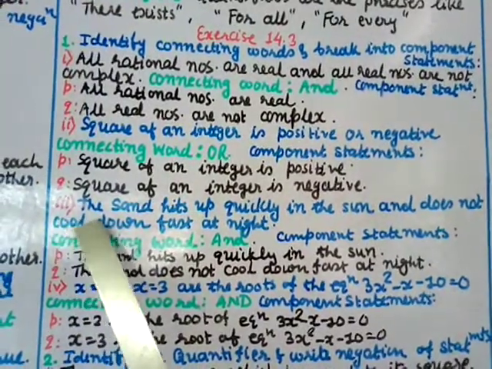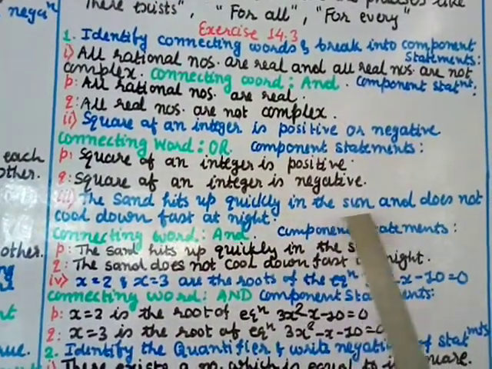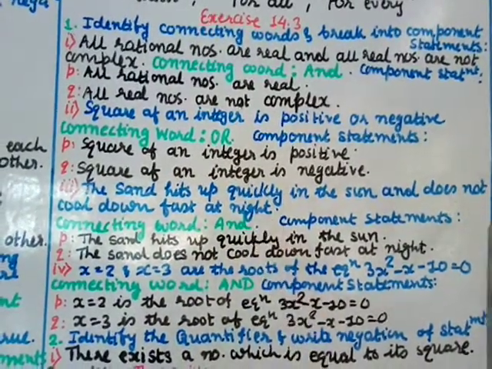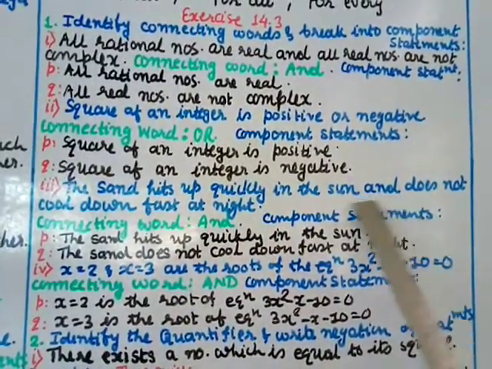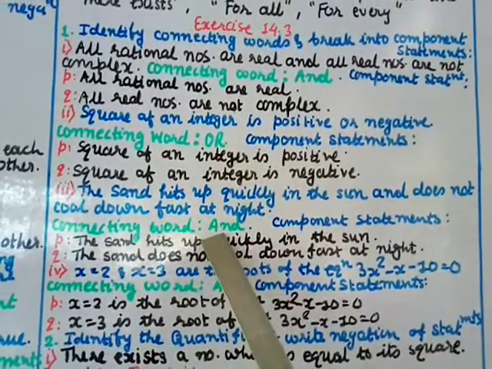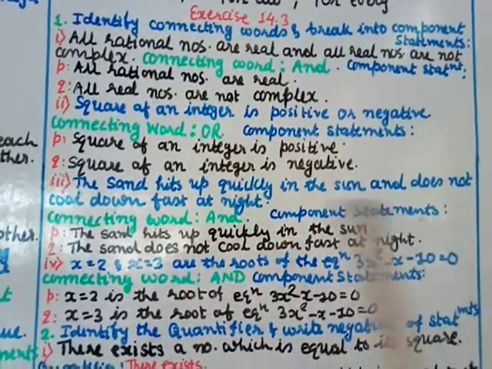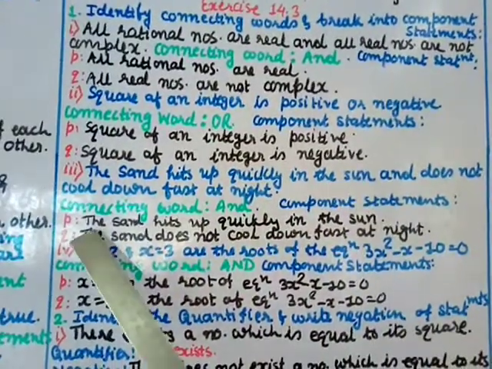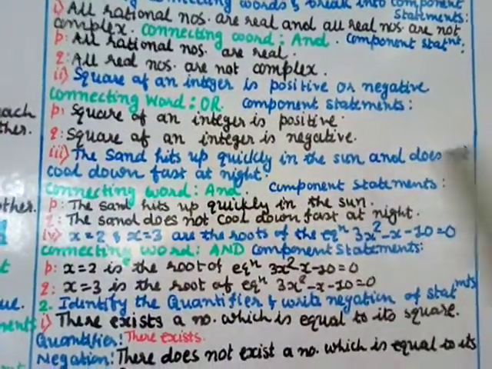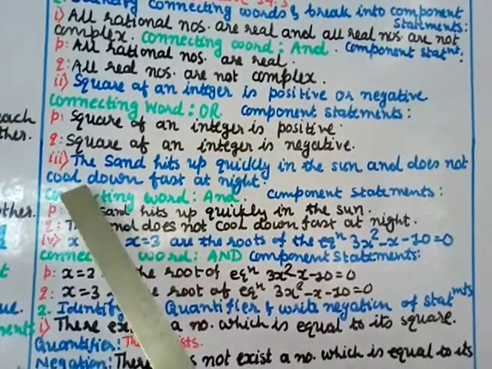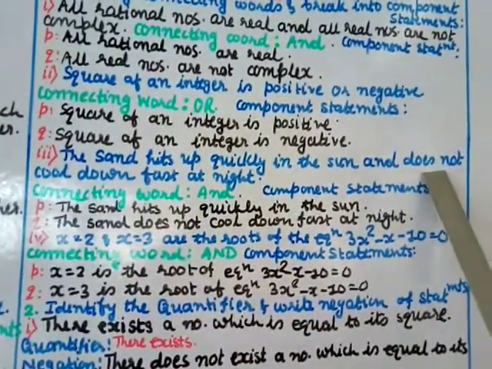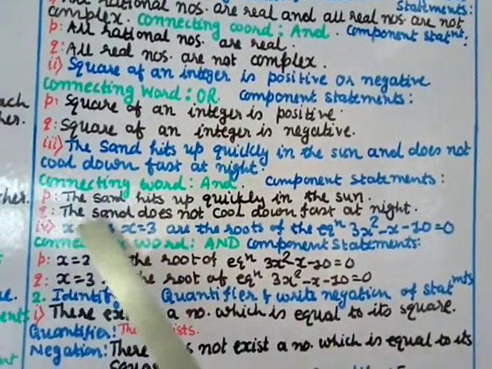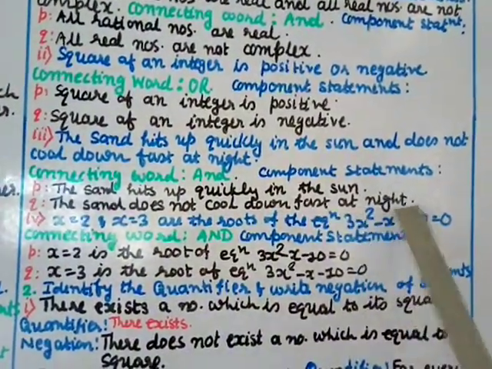Roman number 3, the sand heats up quickly in the sun and does not cool down fast at night. Okay, what is the connecting word? You can see and is the connecting word, right? So the connecting word is and, and the component statements are: the first one, called P, the sand heats up quickly in the sun. Okay, I have written here the sand heats up quickly in the sun. And the second component statement is Q, it does not. So you can say the sand does not cool down fast at night.